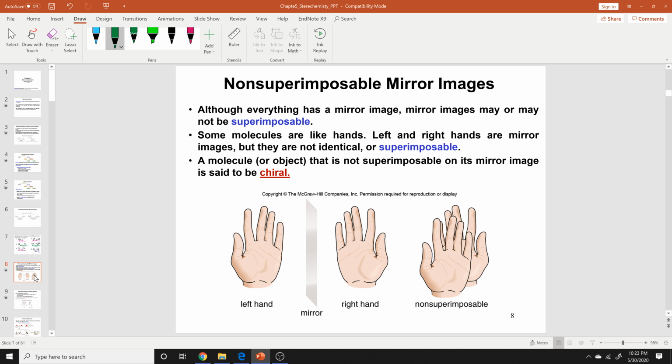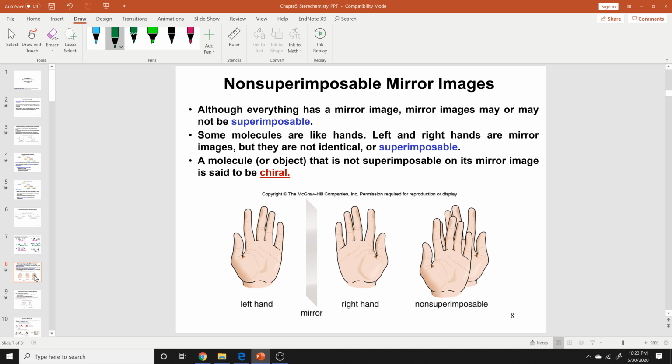Everything has a mirror image. And a mirror image may or may not be superimposable. Now, what do I mean by superimposable? I mean align with each other. Some molecules are like hands. If you take a look at your right hand and your left hand, they are mirror images of each other. If you put your left hand in front of the mirror, you're going to see its image.